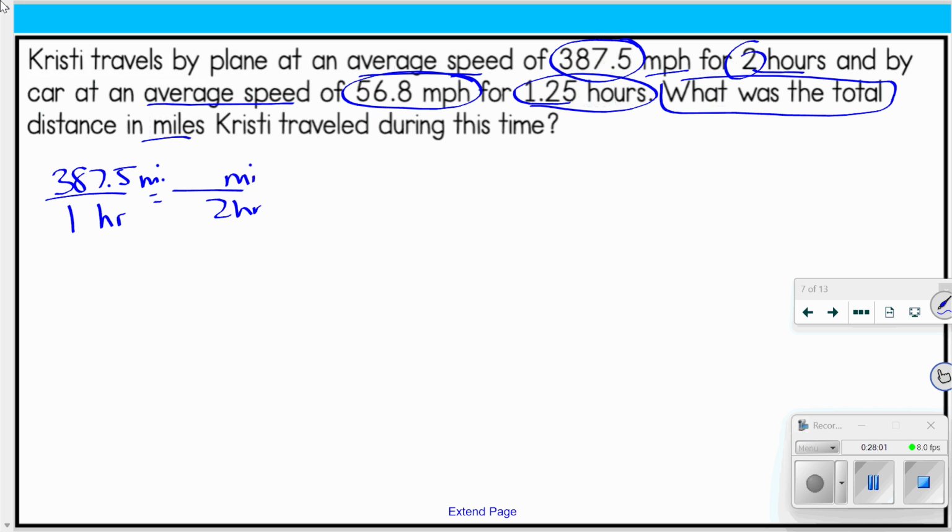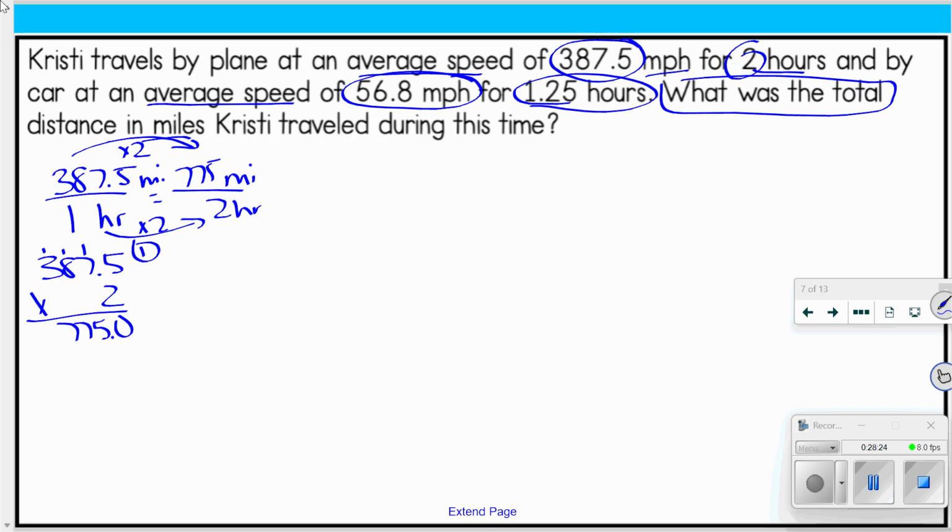How do I go from 1 to 2? Times 2. So what am I doing to this? Times 2. So I take 387 5/10 times 2. I've got 1 decimal. Now I'm doing 3,875 times 2 gives me 10, 15, 17, 7. Put my 1 decimal. So that means you went 775 miles by plane.